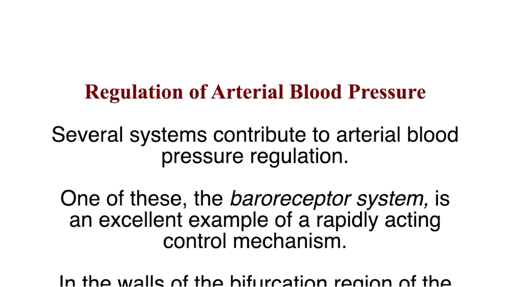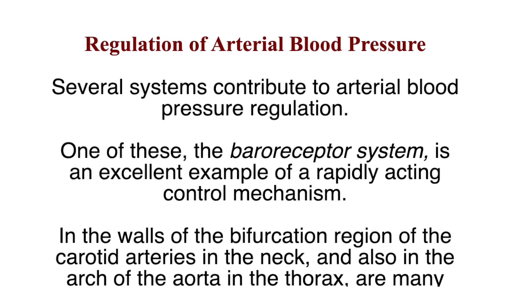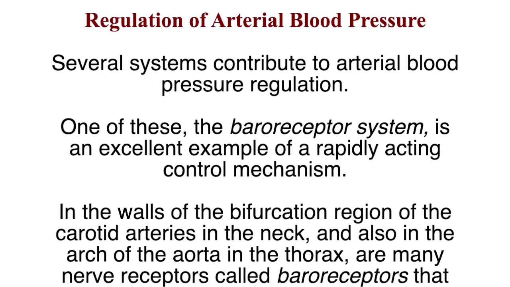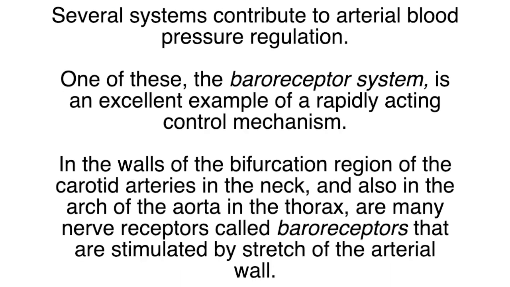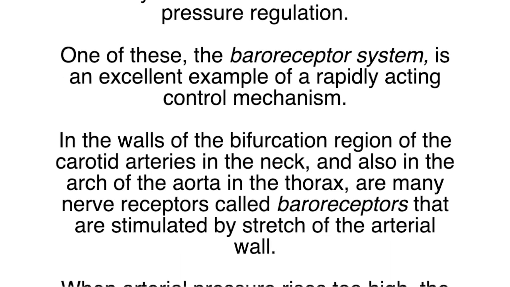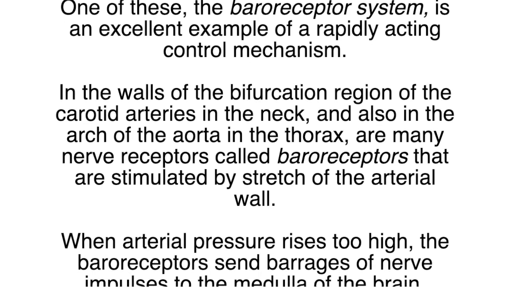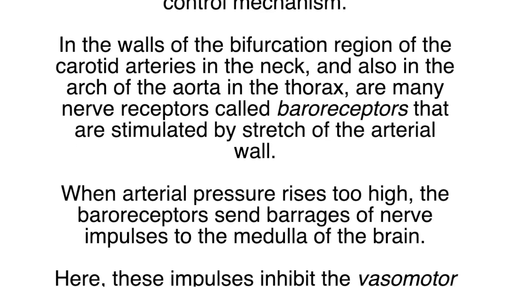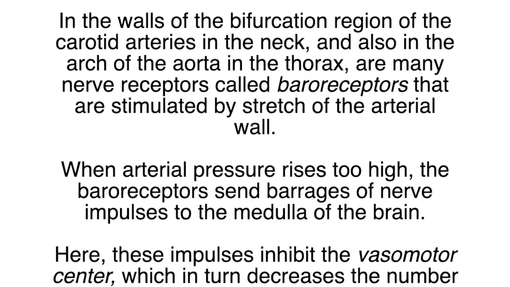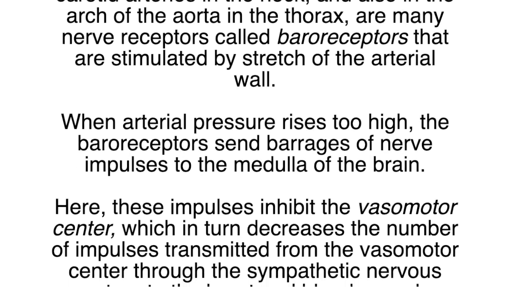In the walls of the bifurcation region of the carotid arteries in the neck, and also in the arch of the aorta in the thorax, are many nerve receptors called baroreceptors that are stimulated by stretch of the arterial wall. When arterial pressure rises too high, the baroreceptors send barrages of nerve impulses to the medulla of the brain.